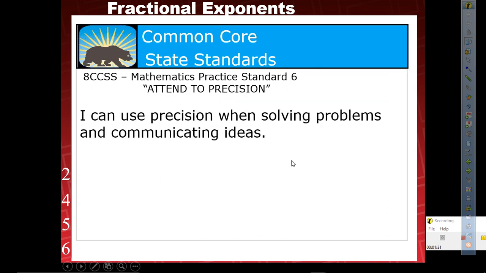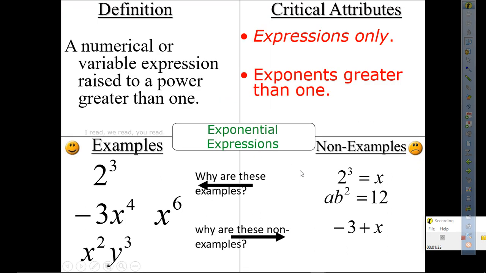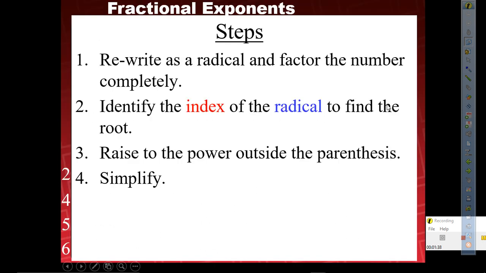So, same standards we're working on, exponential expressions. We already know what they are. We don't need this. Steps, though. You do need to copy the steps. Here we go. Step 1, rewrite as a radical and factor the number completely. Step 2, identify the index of the radical to find the root. Step 3, raise to the power outside the parenthesis. And step 4, simplify. Copy that. I'll give you some time. If you have your colored pens, get those ready, please.